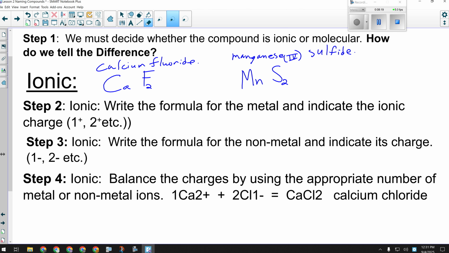You only do that with ionic compounds. Molecular compounds, the prefix numbers are gospel. They tell you that it's 4 and 2, it's 4 and 2. You don't reduce molecular ones. Always reduce ionic.